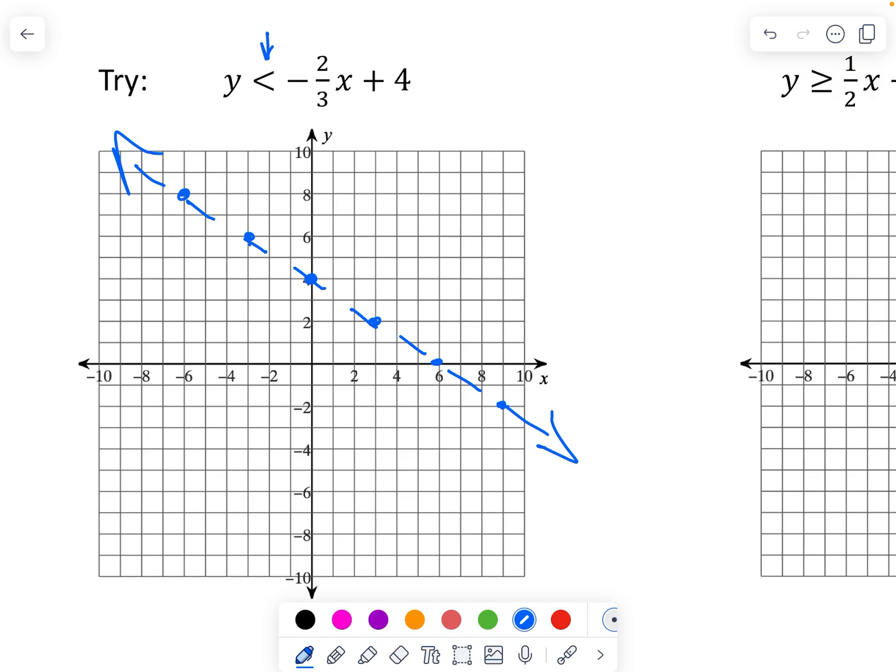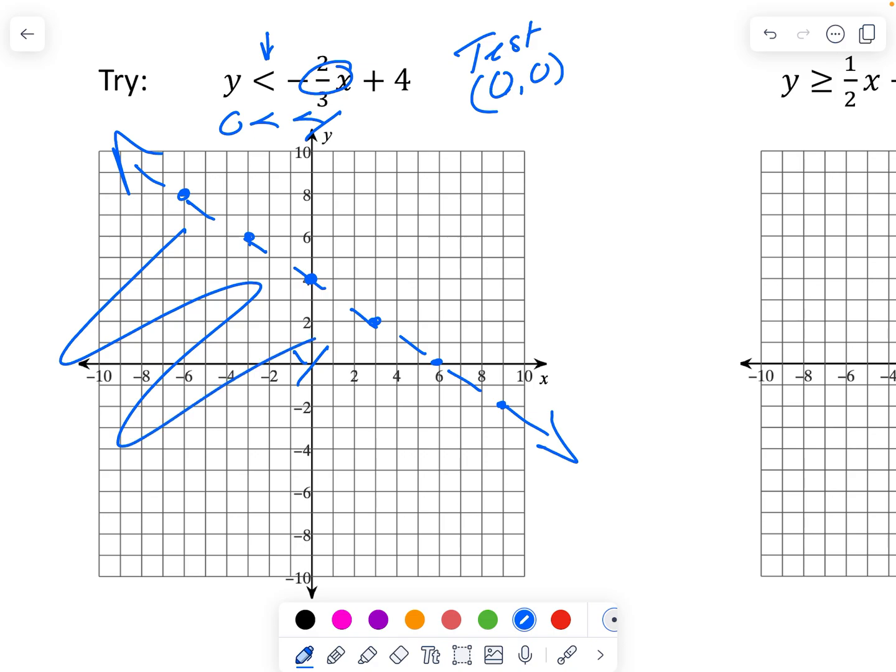Now, we're going to test 0, 0 to see which side we shade. So is 0 less than 0 plus 4? Is 0 less than 4? Oh my goodness, every single one, 0 was true. We need to do one where 0 is not true.